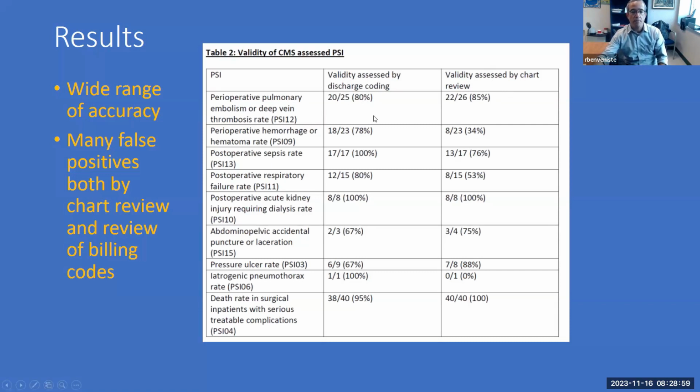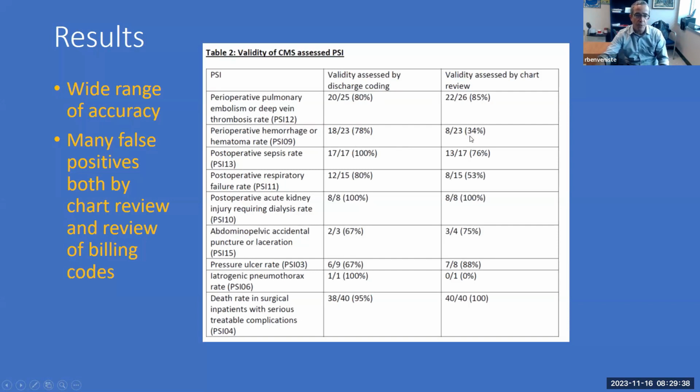Well, not always. So for the criteria for pulmonary embolism or DVT, when we looked even at the billing codes, which should be very simple, right? Only 80% of the CMS reported events fit their own criteria for billing code inclusion and exclusion criteria. When we looked at chart review, interestingly, it was a little higher, 85%, but that's still 15% false positives. Perioperative hemorrhage or hematoma, based on just the discharge codes alone, only 78% really happened. If you do chart review, only 34% really happened.